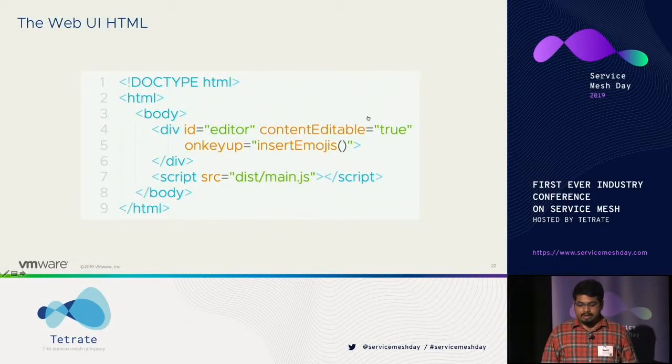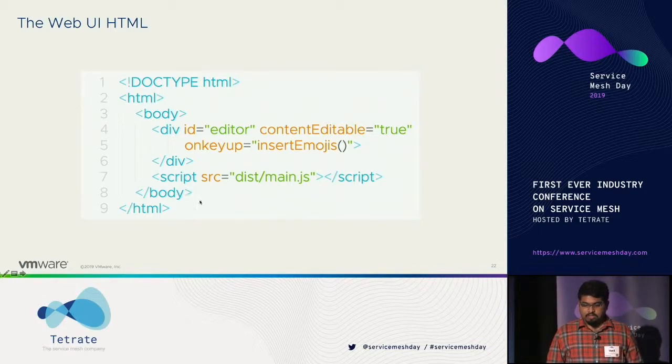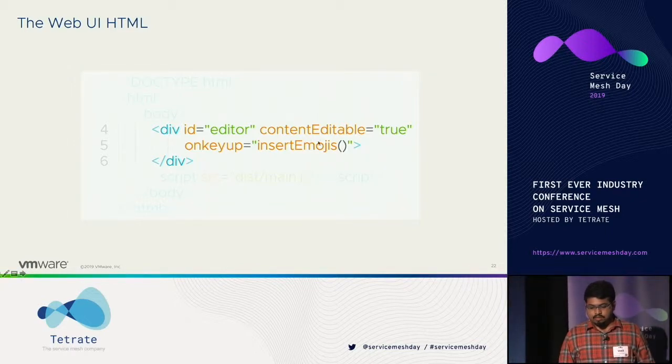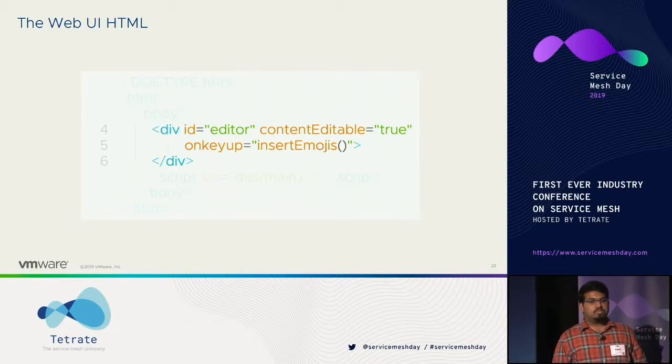We have two main tags. One is the div tag, and one is the script tag, which is loading the JavaScript. The div tag is kind of special. I've marked it as editable using the contenteditable attribute. And when I type in characters, it's going to call the insert emojis callback.